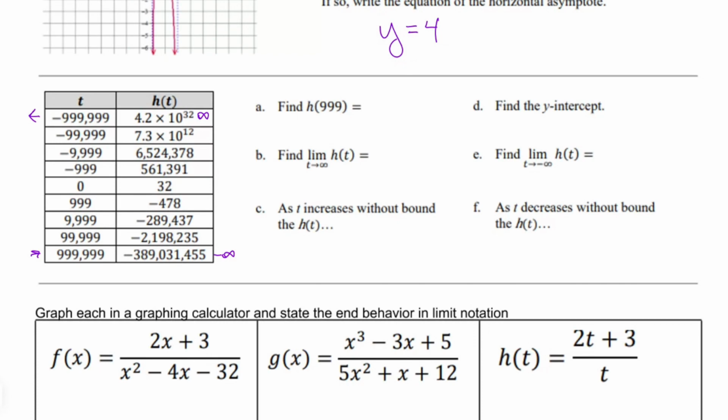Find h of 999. Well, that's just simply asking, hey, what happens if I plug in 999? Well, you get negative 478. Find the y-intercept. Well, the y-intercept is when x is 0, or in this case, when t is 0. And when t is 0, you get 32. So the y-intercept is the point (0, 32).